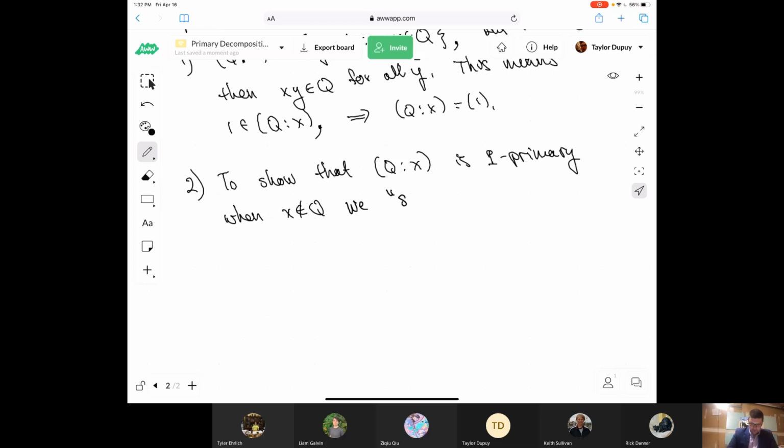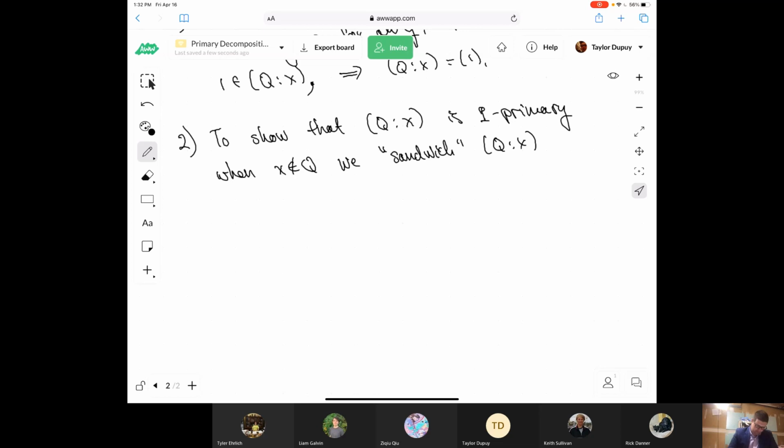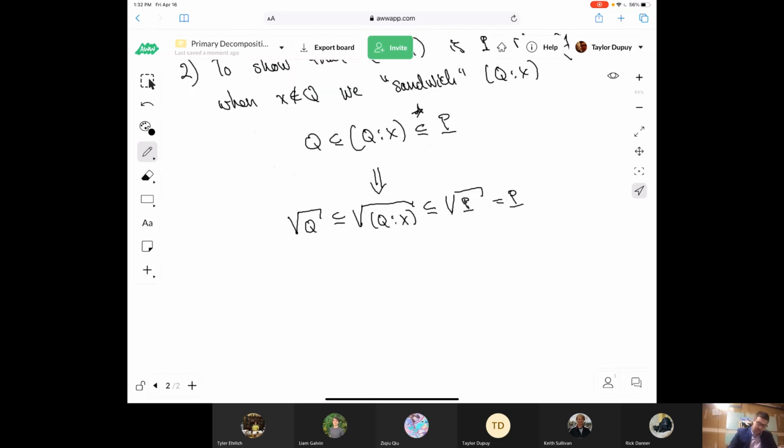we sandwich this thing. What do I mean by that? So we'll have Q contained in this thing. I told you it always gets bigger, right? And this is going to be contained in P. And so this implies that the radical of Q is contained in the radical of this thing, and this is contained in the radical of P. But since P is prime, it's automatically radical. The one thing that I didn't really explain is this part here, that this is contained in P. Okay, so let's do the proof of star.